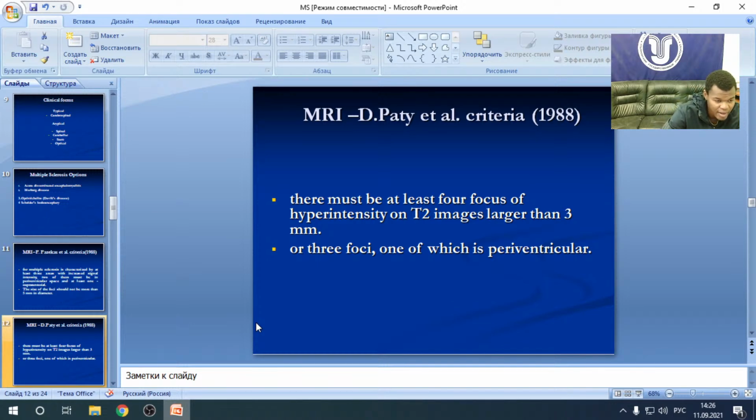Two must be in the periventricular space, and here at least one in the periventricular space. So it means that if you see a focus in the periventricular space, you need to continue investigating.